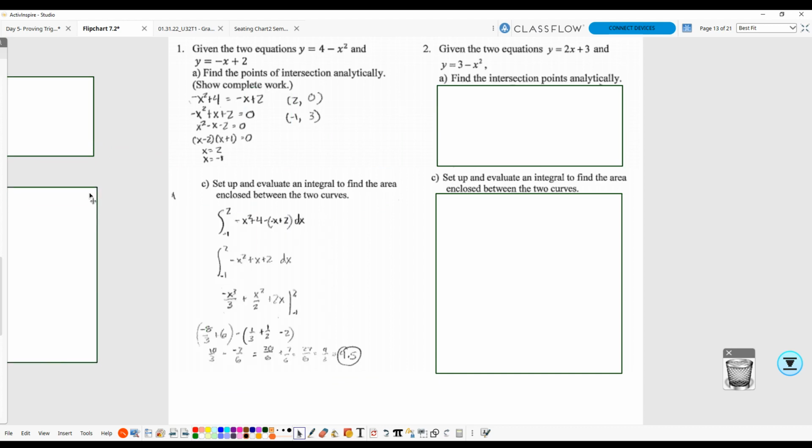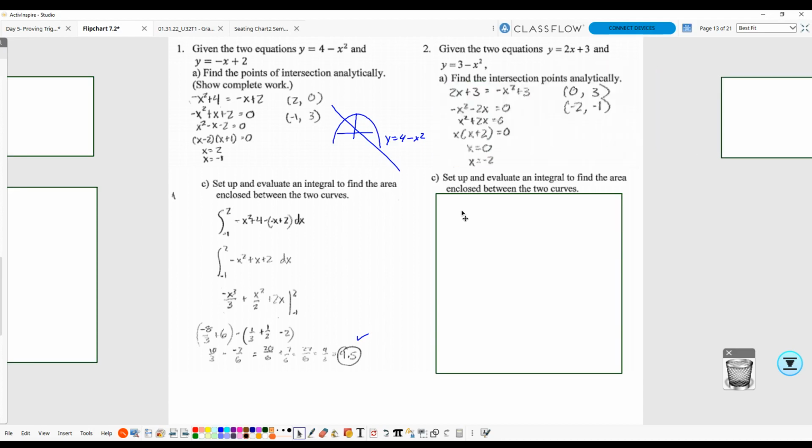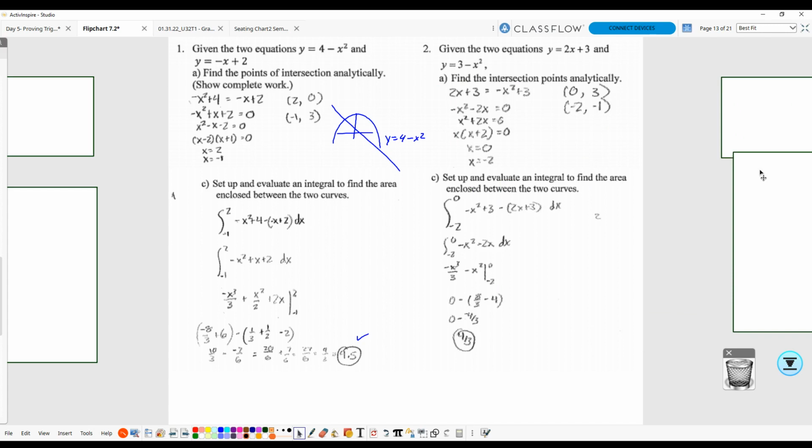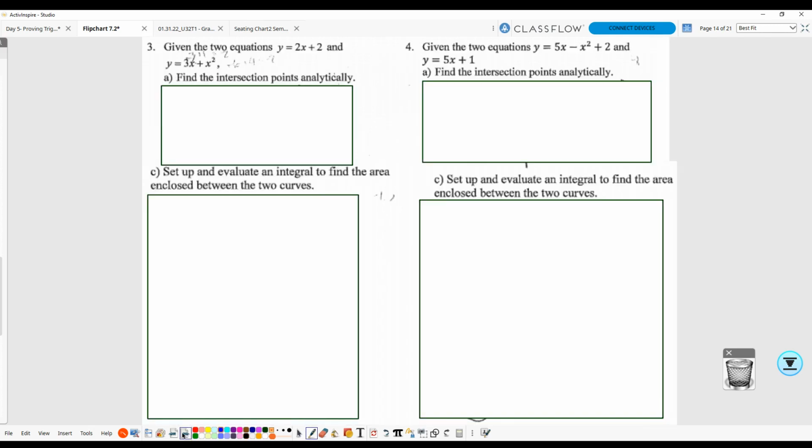Here is the work for finding the intersection points of the first one. You need to figure out which one is above and below. There is no graph of this, so that you can tell which graph is on top and which is on the bottom. Integrating, and we get this. The second one, find the intersection points and solve. Again, there was no graph given. Here are the other two.